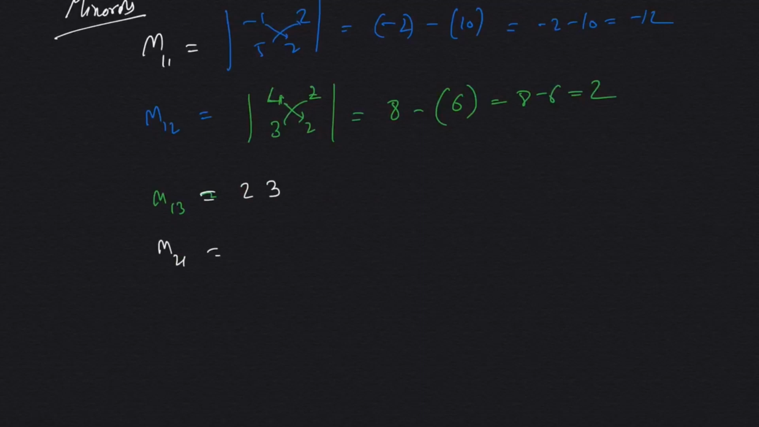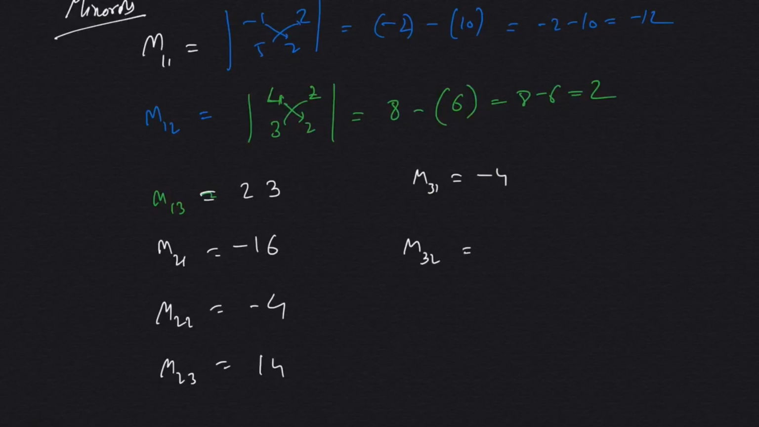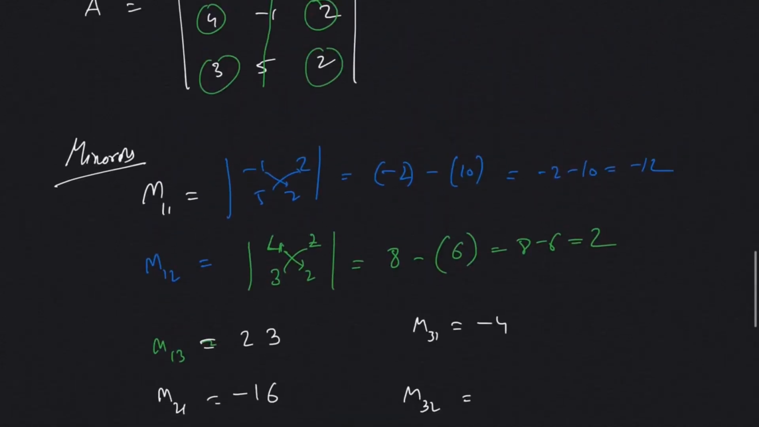Similarly for M13, and likewise if you continue, I'll not find all the values in detail. M13 will be 2 3, then M21, M22, M23. M21 you can verify by yourself by doing a small practice. M31 shall be minus 4. Let's try to find M32 randomly.